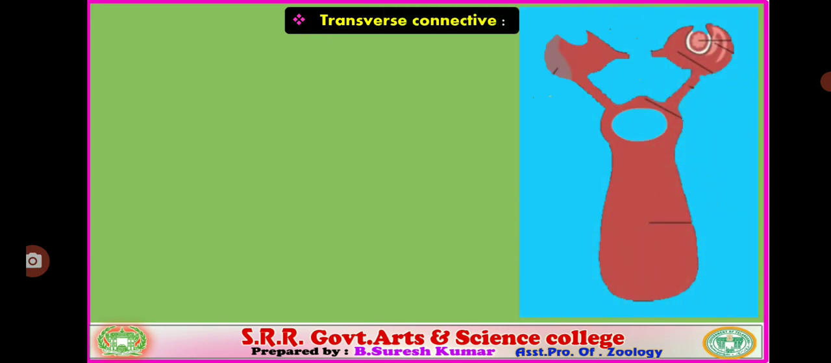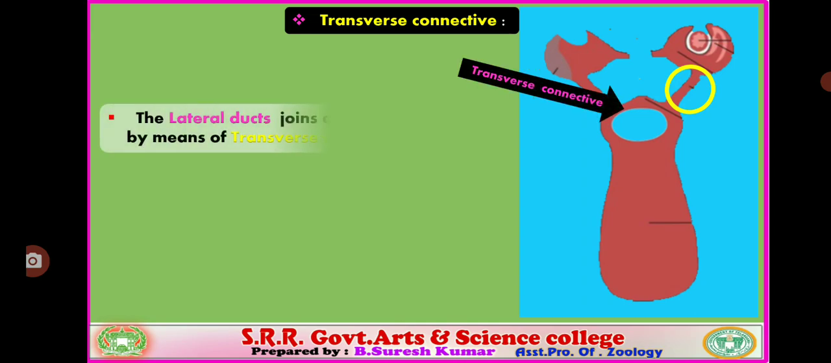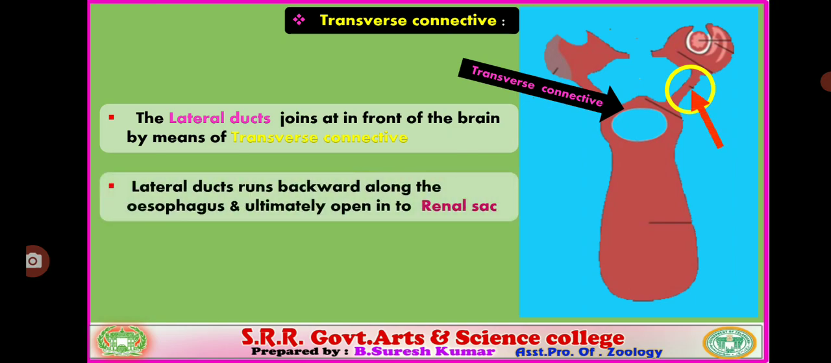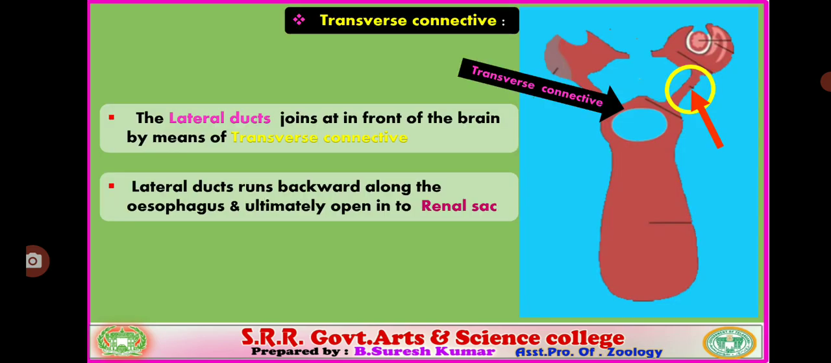Next, another part is the transverse connective. These two lateral ducts join in front of the brain by means of a transverse connective. You observe that is the transverse connective. The lateral ducts run backward along the esophagus and ultimately open into the renal sac. Right?